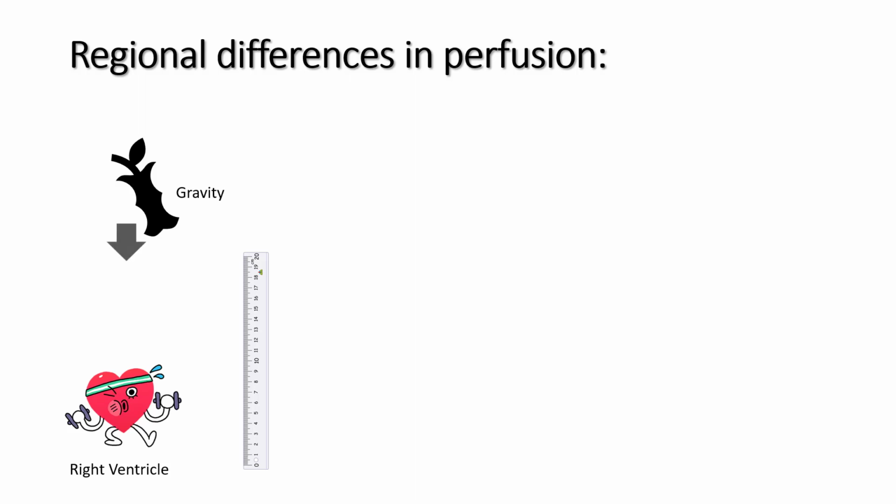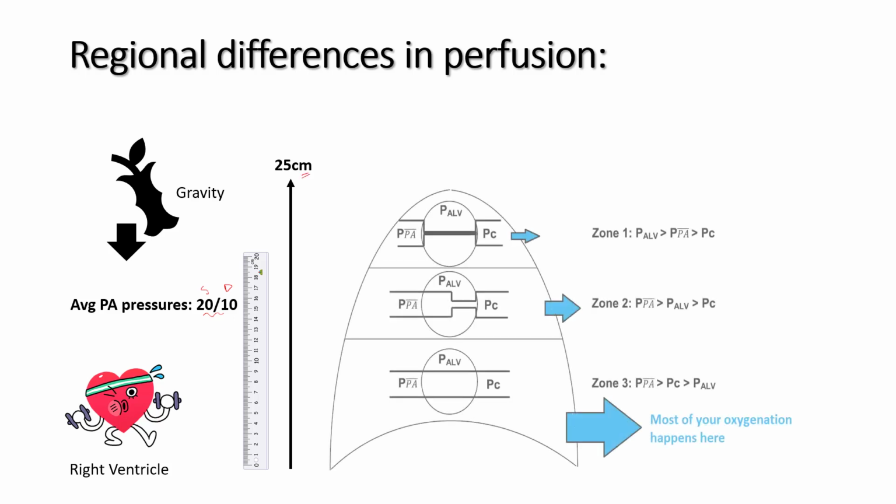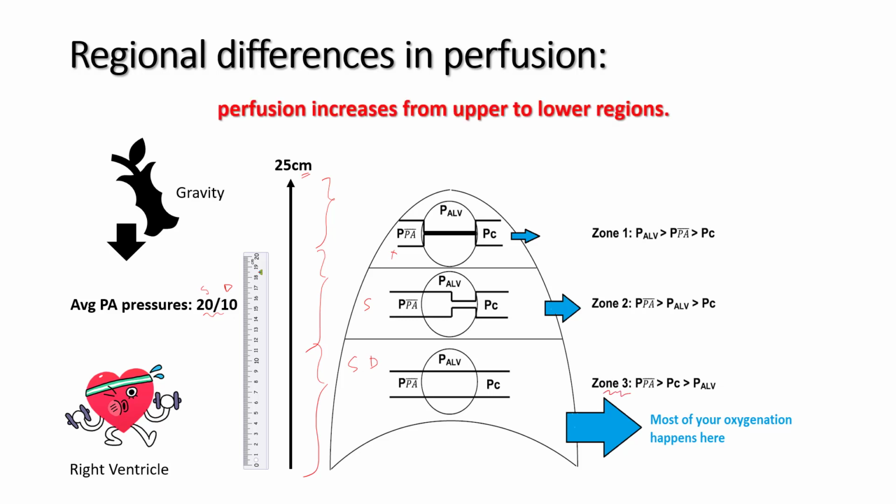The right ventricle is a weaker part of the heart and is unable to generate very high pressures. Average PA pressure runs around 20/10, that's your systolic and diastolic. And the height of the lungs is around 25 centimeters in an average person. So there are areas at the top of the lungs which are not really perfused. In the middle, there are areas which are perfused during systole but not during diastole, and the bases get perfusion during both systole and diastole. And we talked about how most of the oxygenation happens in zone 3. So the perfusion also increases from upper to lower regions.